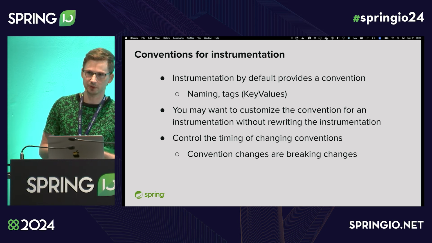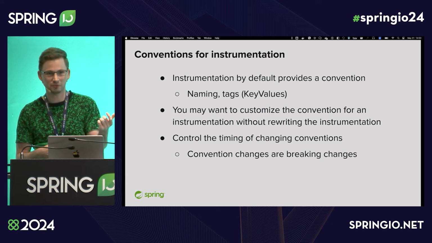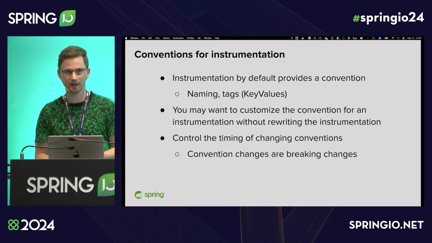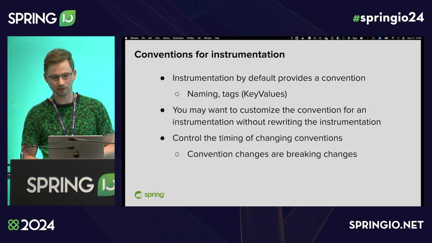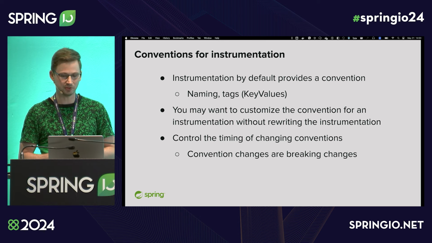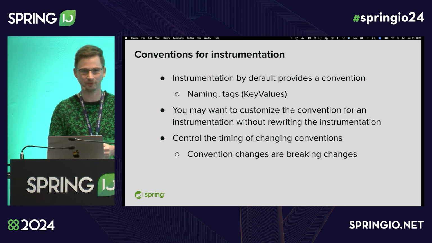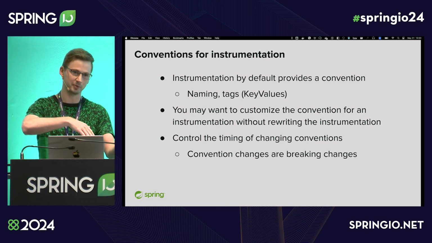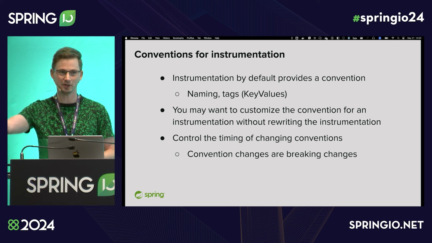Instrumentation by default has conventions. It decides on a name for an observation, and it decides on tags that are on that observation. And this is great, but sometimes you want to customize it, and you don't want to have to rewrite the entire instrumentation. You don't want to throw that all out and just write it from scratch because you don't like the name that they use for the observation.